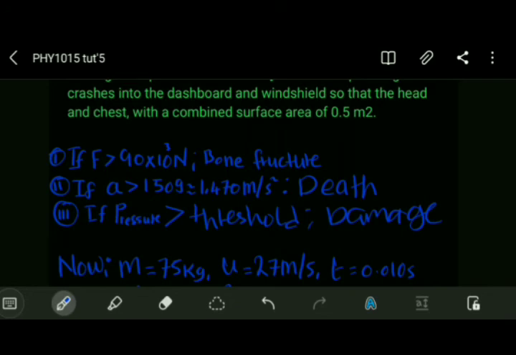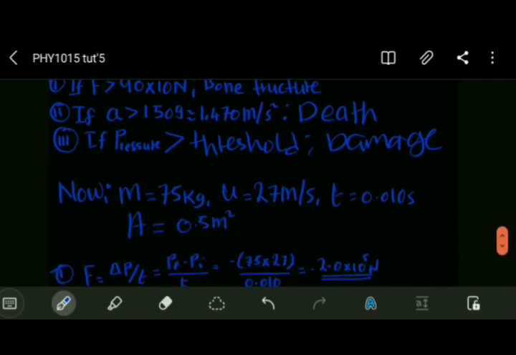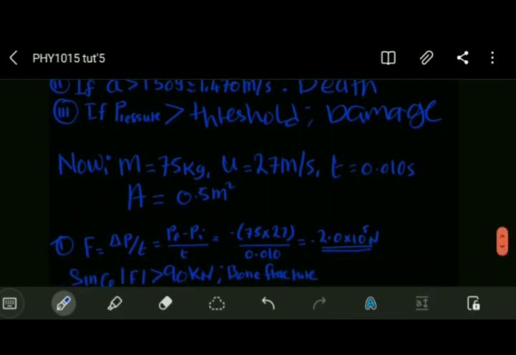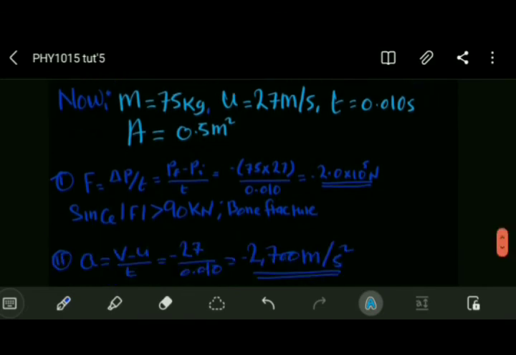Okay, so now let's go and find the mass, the acceleration, the force, and the pressure. We know that the mass of this passenger is 75 kgs. He's traveling initially at a speed of 27 meters per second, and he decelerates within 0.01 seconds. And the surface area upon which the pressure is going to act, which we're going to need at some point, is 0.5 square meters. So let's find the force then.